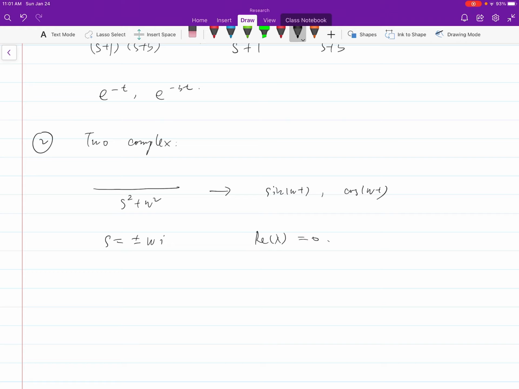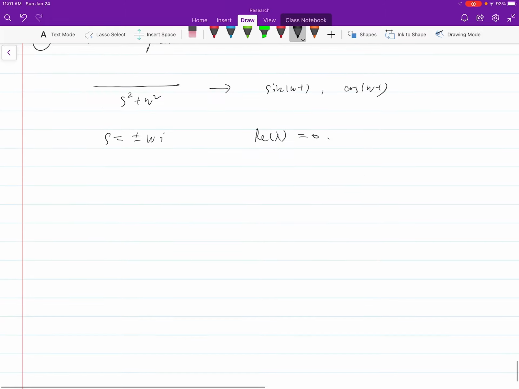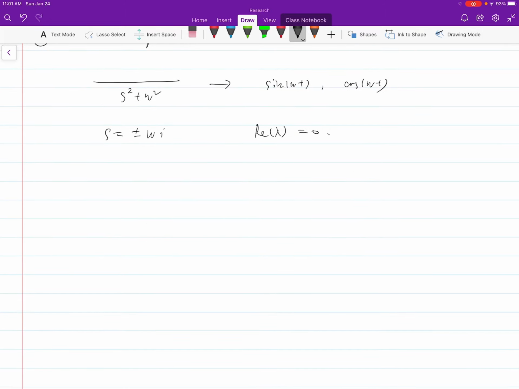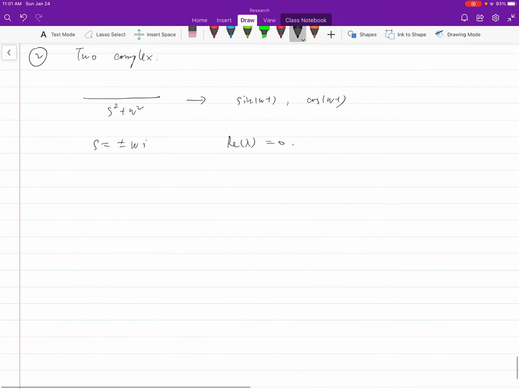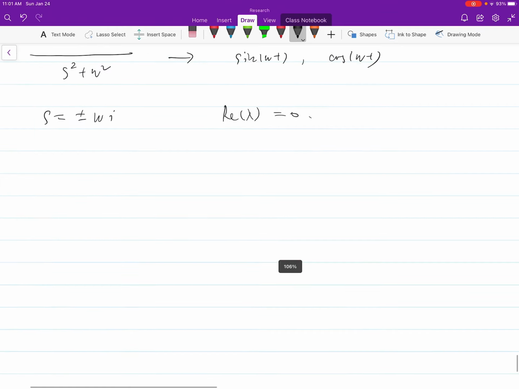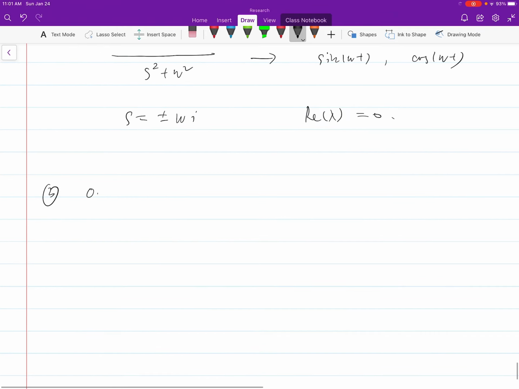What's missing is, what if my real part is not 0? That will give you something irreducible on the bottom, as we will show later. And the last thing is going to be the critically damped case, one repeated real root. That is going to give you something we don't know yet. We can think about it later, but I will show you right away.